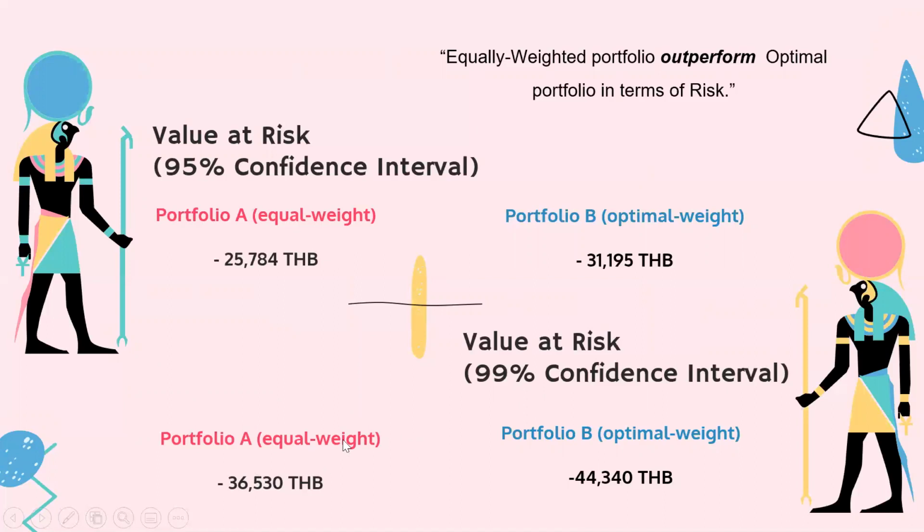And with the 99% confidence interval, portfolio A is not going to lose more than 36,530 Thai baht, and portfolio B is not going to lose more than 44,340 Thai baht in daily trading.